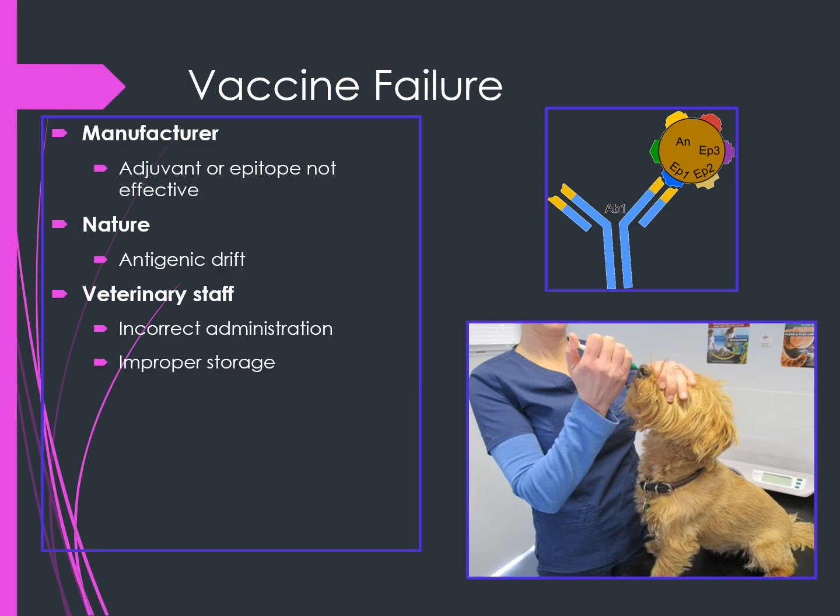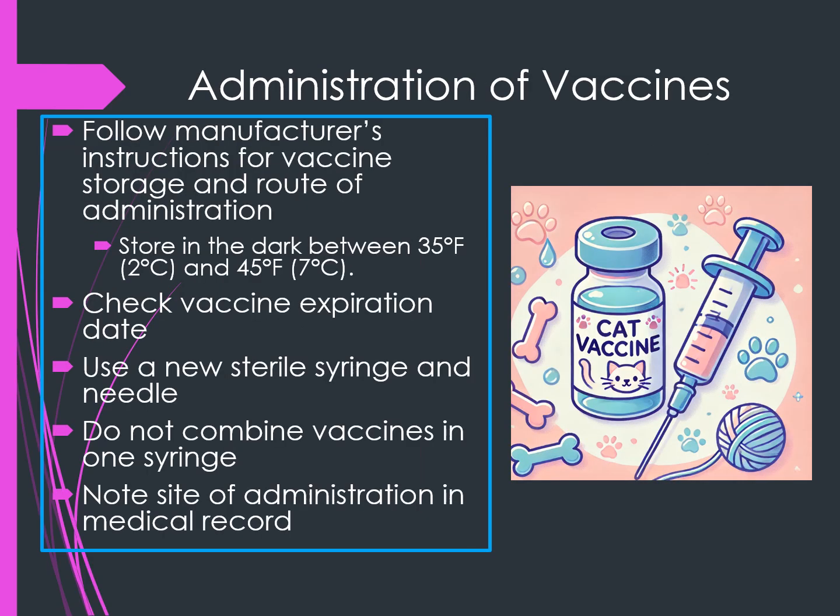And then other reasons may be incorrect administration, like if the vaccine was given sub-Q when it's supposed to be IM, or improper storage, if the vaccine wasn't refrigerated when it was supposed to be, or if it was expired, for example. For these reasons, it's extremely important to follow direction from the manufacturer on the vaccine instructions for storage and for route of administration. Most vaccines are either given sub-Q, IM, or intranasally, and they are usually refrigerated. But make sure you read the package to know what needs to be done for each vaccine.